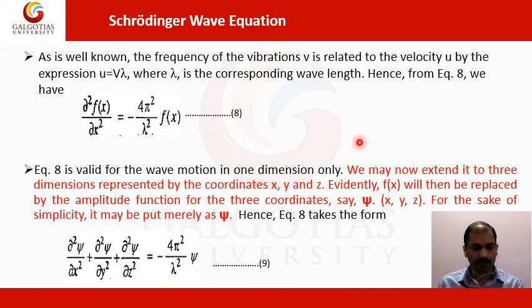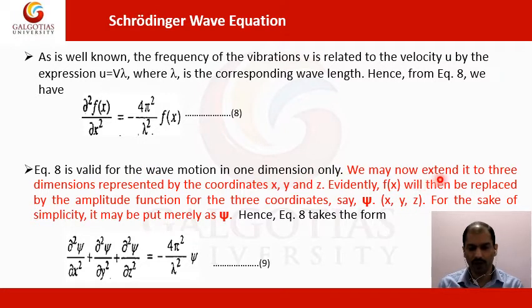As is well known, the frequency of the vibration is related to the velocity by the simple expression u equal to nu lambda, where lambda is the corresponding wavelength. Hence from equation 8 we have del square f(x) upon del x square equal to minus 4 pi square upon lambda square into f(x). This equation is valid for wave motion in one dimension only.